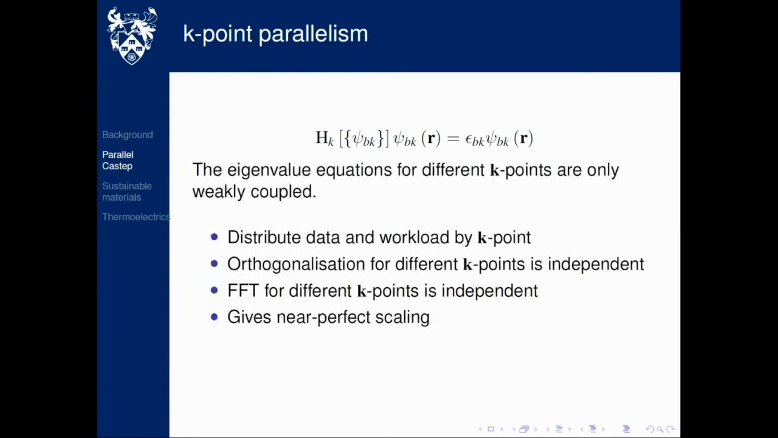So one thing I could do is I could say, well, these equations really are not coupled very strongly between K. They're almost independent. So I could just give different cores different K points and let them solve it. I exploit the fact here that the orthogonalization at different K points is independent, so there's no communication there. The Fourier transforms at different K points are independent, so there's no communication there. And the only time there's communication is when I need to update my Hamiltonian matrix H, because it depends on all of the wave functions for all of the K here. But that doesn't happen very often, and it's not a huge amount of communication, so the scaling tends to be very, very good.